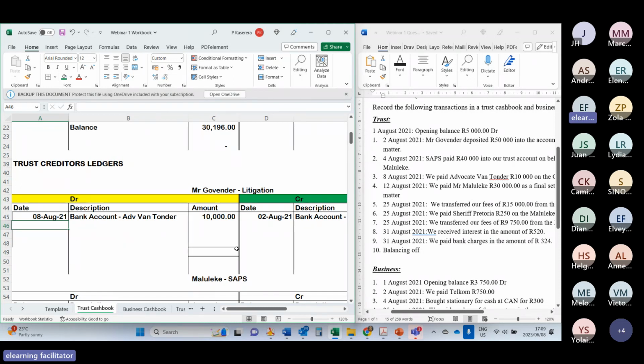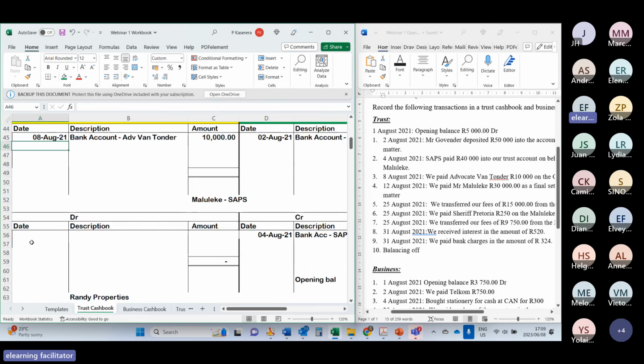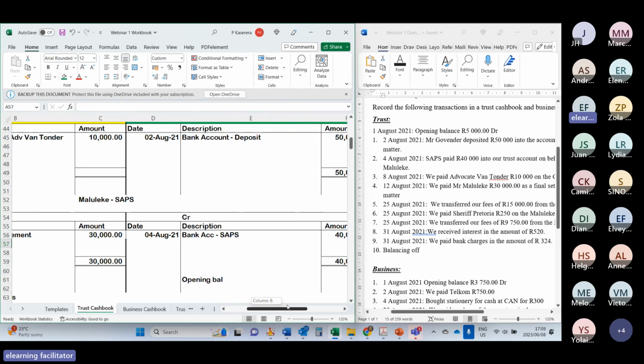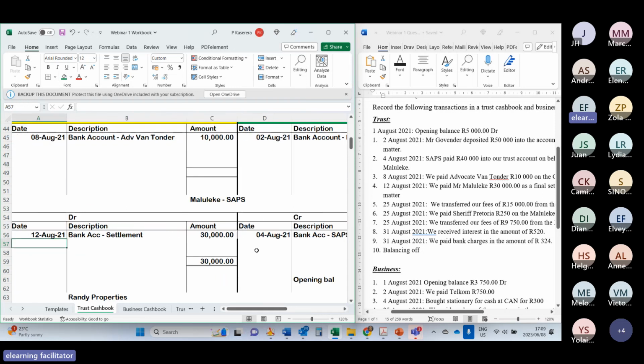And then on 12th August, we paid Mr. Maluleke 30,000 as a final settlement. So we go to his ledger. In the cash book, we've already shown we've paid. In his ledger, it's 12th August 2021, originating from the bank account, and it's settlement. How much are we settling? 30. At the end of the day, we received 40 and we have paid 30.